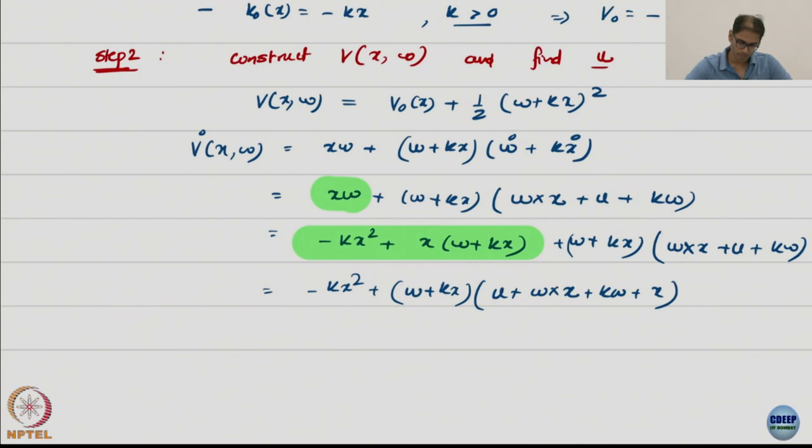Now, what would be the control now? If I wanted to use this Lyapunov reshaping idea, what would be a good controller here to make sure that V dot becomes negative definite? Just like we did for the general case. What would I do? Minus omega cross x minus k omega minus x, canceling everything, and then minus omega plus kx. Simple. And you can run as many simulations as you like. This will always work. This is a very good controller. It will work beautifully.